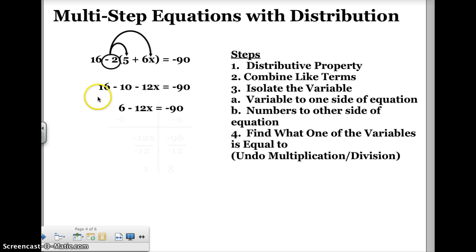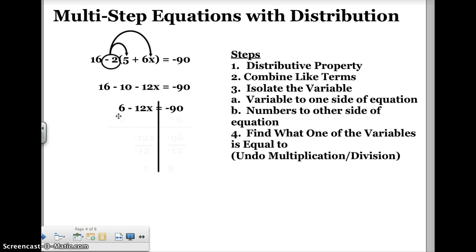The only thing I did there is I just combined the 16 and the negative 10. Now I just have a simple two-step equation. I already have the variables on one side of the equation. My variables are already on the left side of the equal sign. So what I have to do next is get the numbers to the other side of the equation. What that means is I'm going to have to get rid of this 6 on the side where the variable's at.